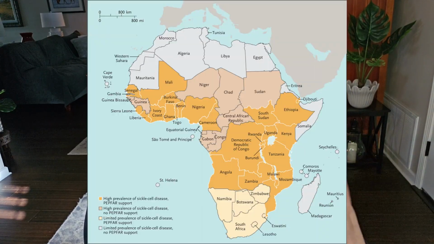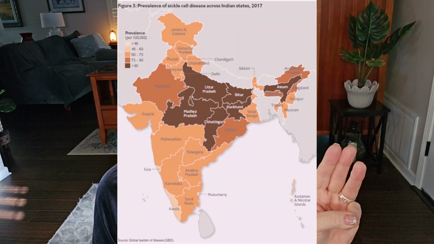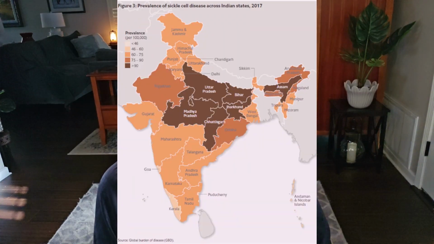Number 1, Nigeria. Number 2, India. Number 3, Democratic Republic of the Congo, or DRC. Those are the 3 areas where sickle cell disease is most prevalent. I'm just going to briefly go over some of the treatment. This can be different and change depending on the person, depending on the severity of their illness or their crisis at that time, depending on the hospital's protocol, and so forth.